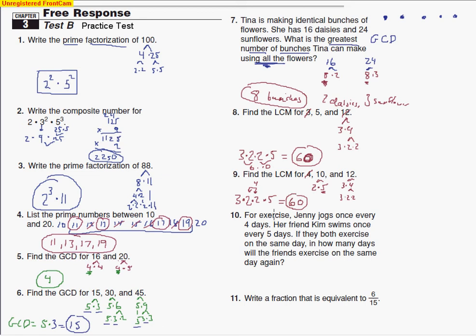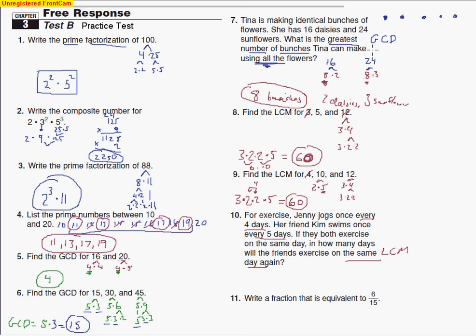Well, the next problem says, for exercise, Jenny jogs once every 4 days. Her friend Kim swims once every 5 days. If they both exercise on the same day, in how many days will they exercise on the same day again? So this means these are factors of this bigger number. They're asking for the least common multiple.